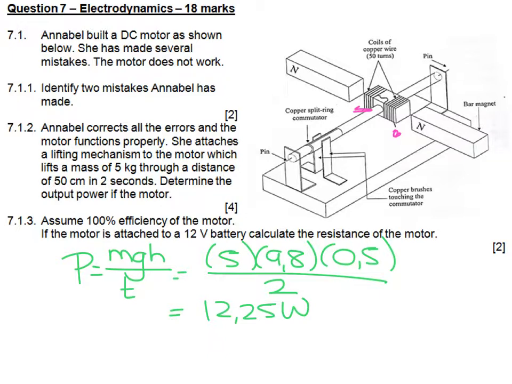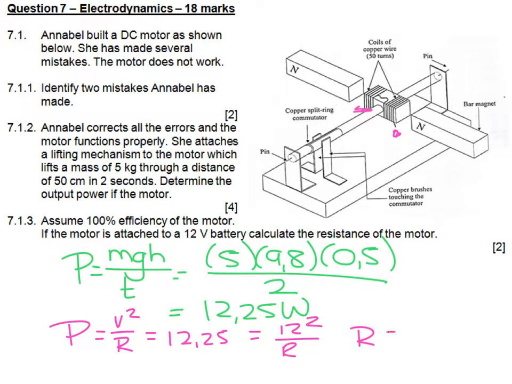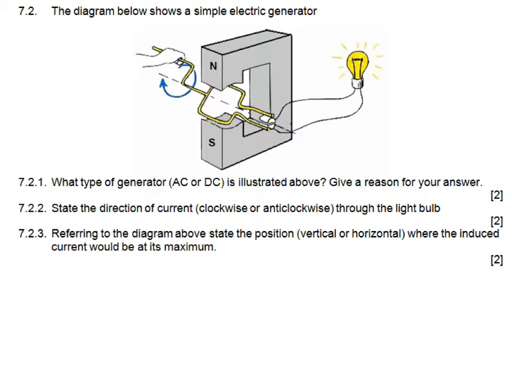Assuming 100% efficiency of the motor, if the motor is attached to a 12-volt battery, what is the resistance of that motor? Well, power is equal to V squared over R, and therefore we can say 12,25 is equal to 12 squared divided by R, and R turns out to be 11,76 ohms.